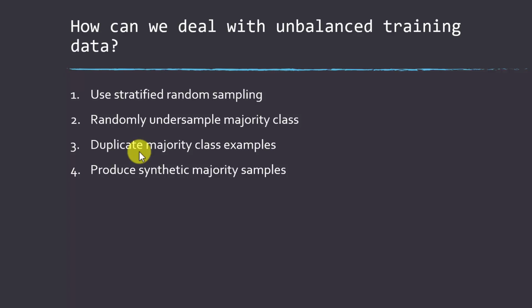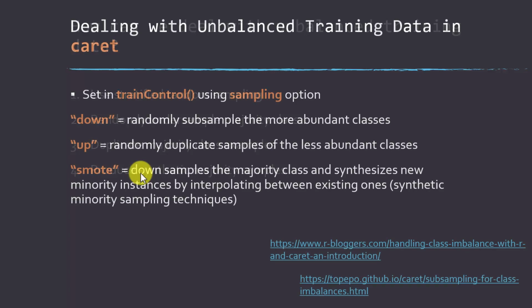Another option is to randomly undersample the majority class, so just artificially reduce the number of majority samples. Another option is to duplicate the minority class examples, so just have more examples of the minority class. And then lastly, you could produce synthetic examples of the minority class, using some type of randomization plus the original data to create new examples of that less abundant class.